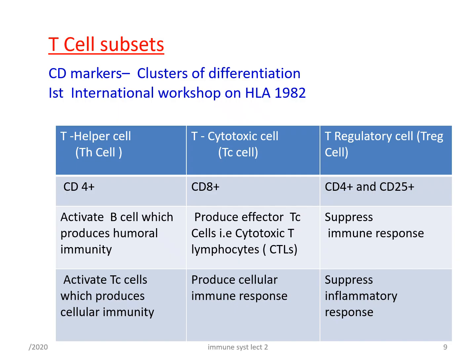To repeat again, TH cells, which are CD4 positive, are needed for both humoral immune response and cellular response. TC cells, CD8 positive cells, are directly responsible for cellular immune response, and T regulatory cells, which are both CD4 positive and CD25 positive, are responsible for suppression or regulation of immune response.